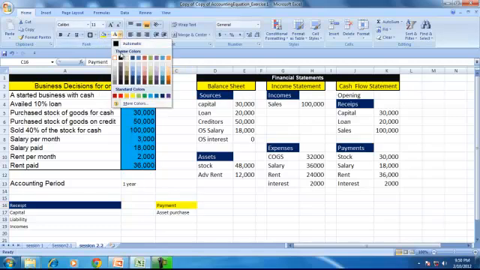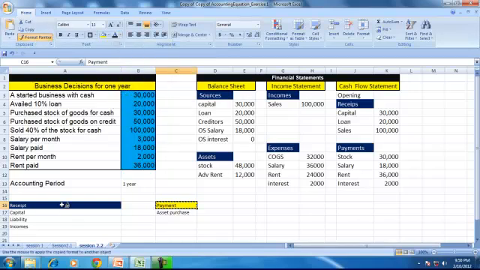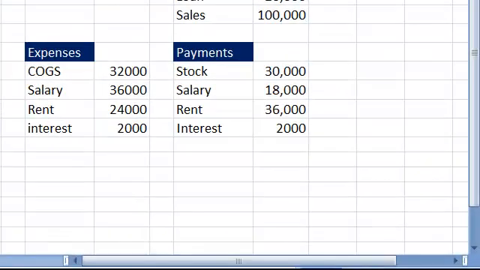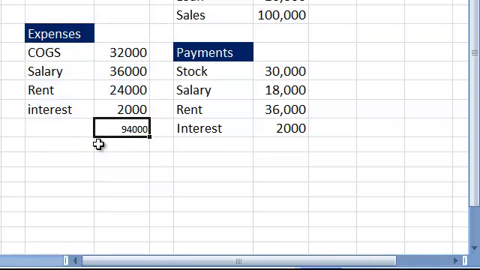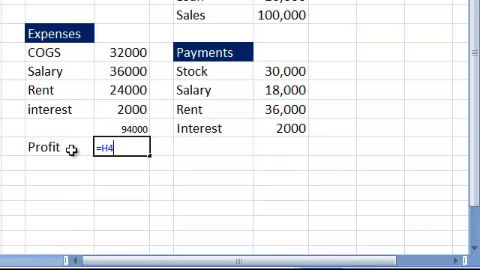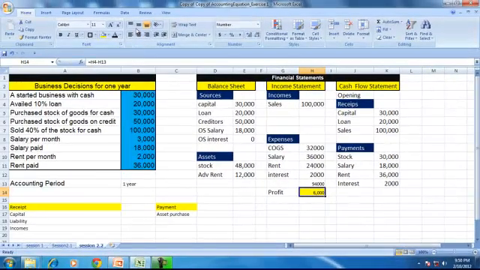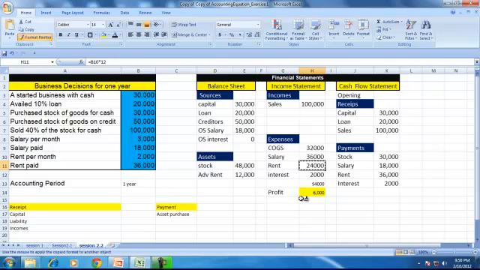Necessary to find profit, because the very purpose of preparing the financial statement is to determine the profit. So profit is equal to income minus expenses. Income is 100,000, so profit is equal to 6,000, which is income minus expenses.